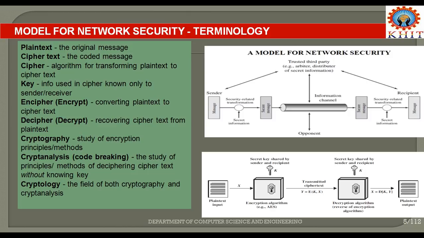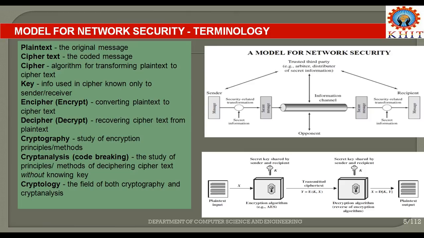What is the ciphertext? The original message should be converted into some secret message, some coded message, by using some techniques, by adding some secret information. It should be converted into some secured message, secret message. That secret message, that coded message, is called ciphertext. What is the cipher? The cipher is nothing but the algorithms for transforming plain text to ciphertext. For converting the plain text into the ciphertext, we need some algorithms, we need some programs. Those algorithms are called ciphers.